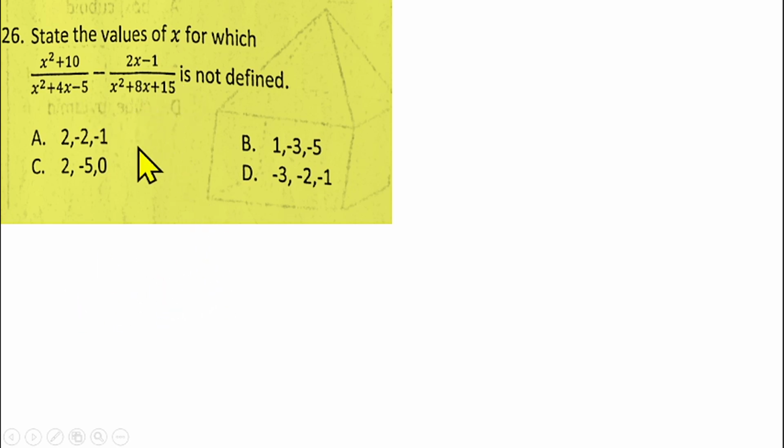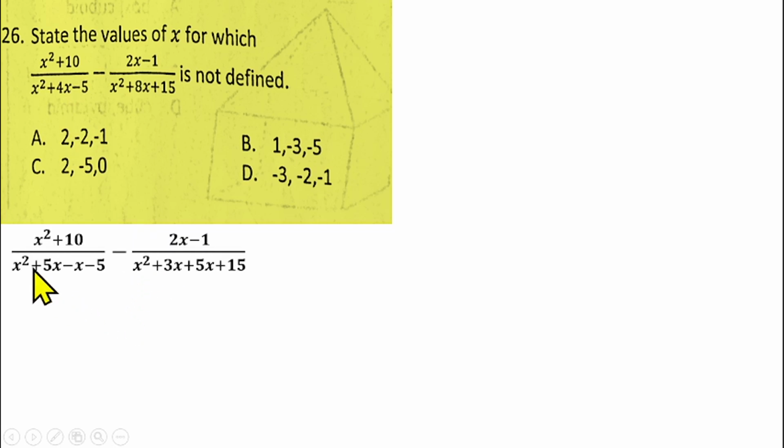So this is a quadratic expression. We can simplify it. The coefficient of x squared here is 1. So 1 will multiply minus 5, that gives us minus 5. We look for two factors of minus 5 that when we multiply together give us minus 5, and when we add them together give us plus 4. And that should be plus 5 and minus 1. So that will now replace 4x here. So that will give us x squared plus 5x minus x minus 5.